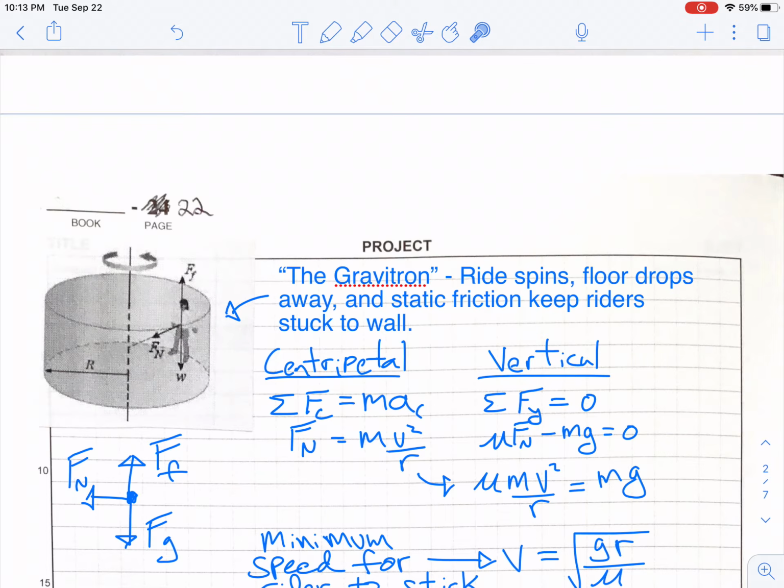So what's the minimum speed that this ride could go at? Look at the centripetal direction. That's only the normal force, and that's got to equal mv squared over r. In the vertical direction, we are going to have no acceleration because we're stuck to the wall. And we're dealing with static friction, so mu Fn, because we want the maximum value. We want the maximum value because we're trying to find where we're just barely able to stick to the wall without sliding down.